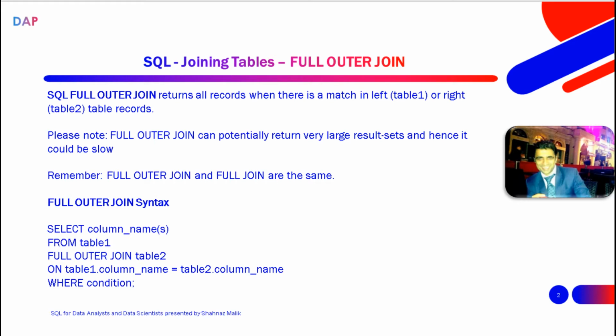So the full outer join returns all records when there is a match in left or right table records. Please note a full outer join can potentially return very large result sets, hence it could be slow. I mean, the query could be slow. Full outer join and full join are the same, and the syntax is here. Very simple: select columns from table 1, full outer join or full join table 2, and then you give the keys, and you can put a condition and so on.